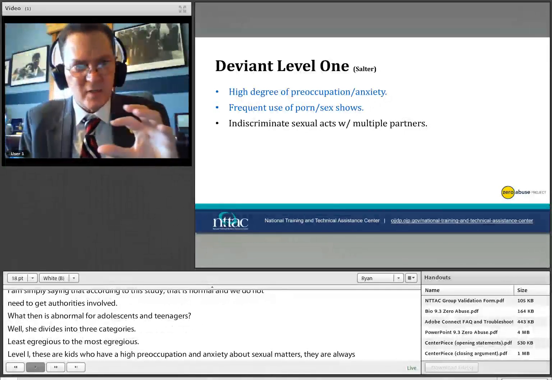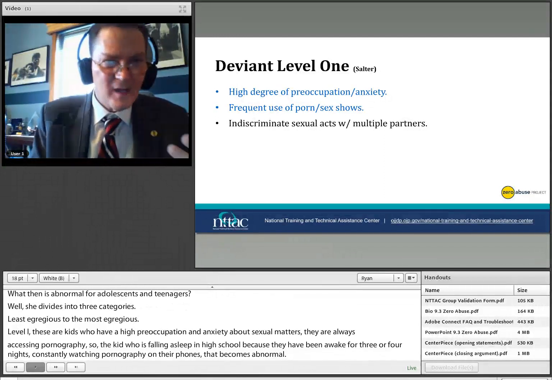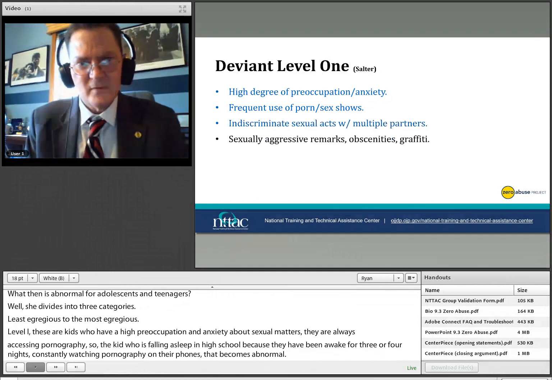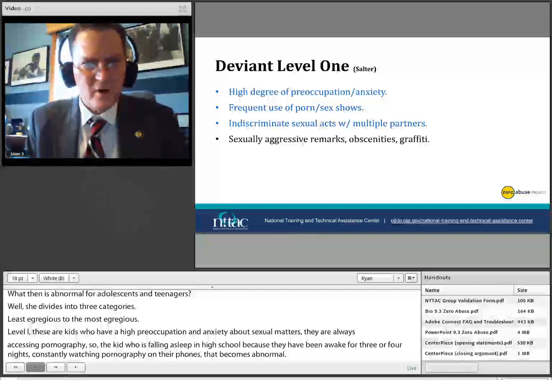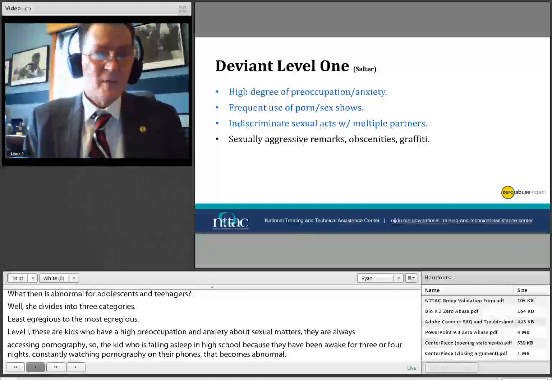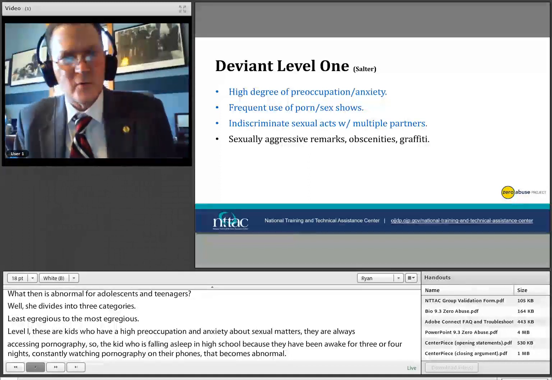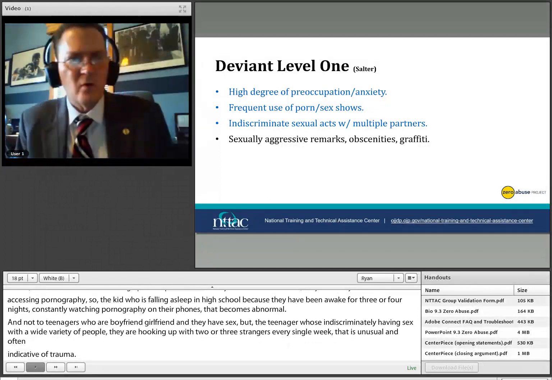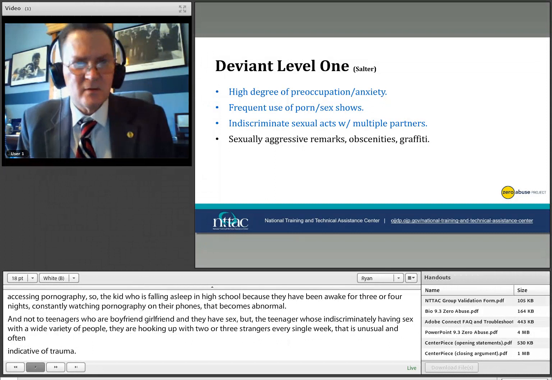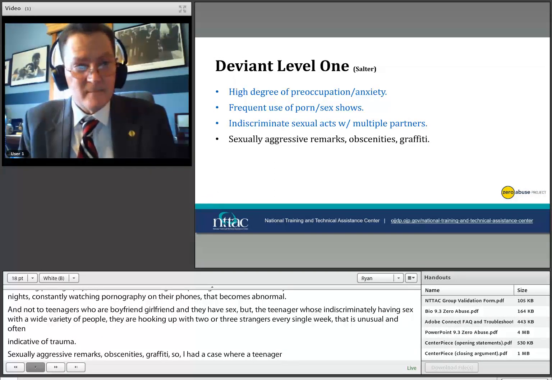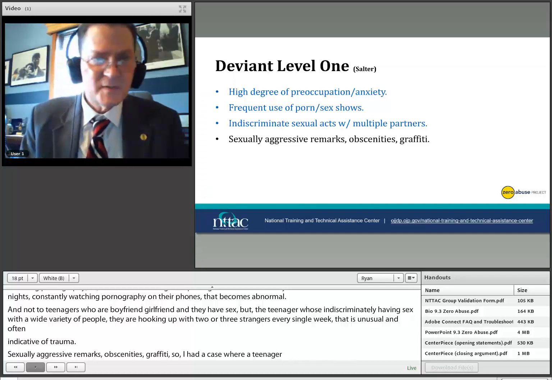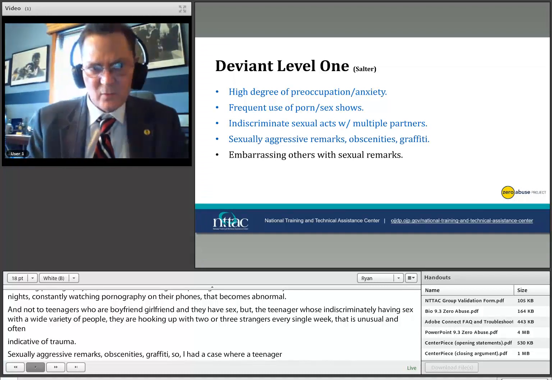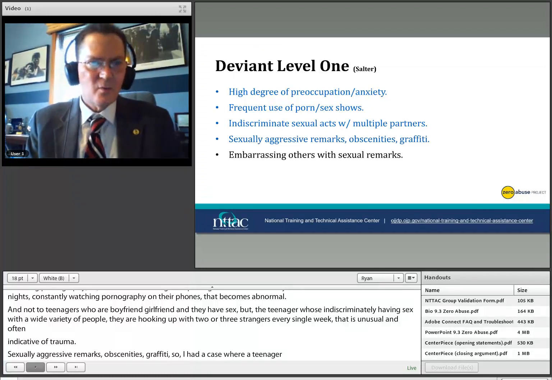Well, she divides it into three categories of deviance, the least egregious to the most egregious. Deviant level 1, these are kids who have a high preoccupation and anxiety about sexual matters. They're always accessing pornography. So the kid who is falling asleep in high school because they've been awake for 3 or 4 nights constantly watching pornography on their phones, that becomes abnormal. Not the two teenagers who are boyfriend, girlfriend, and they have sex, but the teenager who's indiscriminately having sex with a wide variety of people. They're hooking up with 2, 3 strangers every single week. That's unusual and often indicative of trauma.